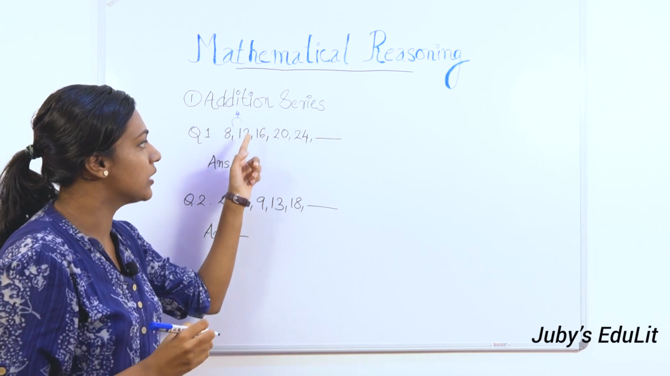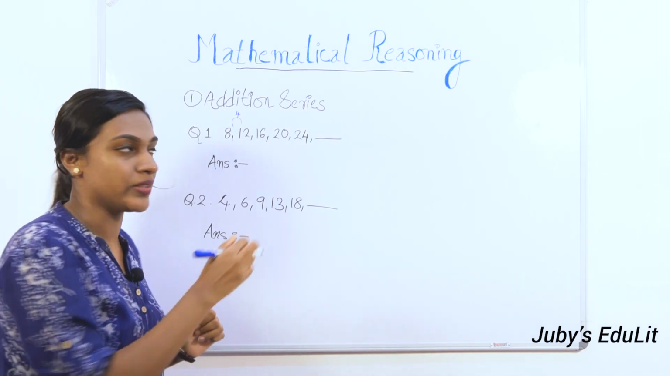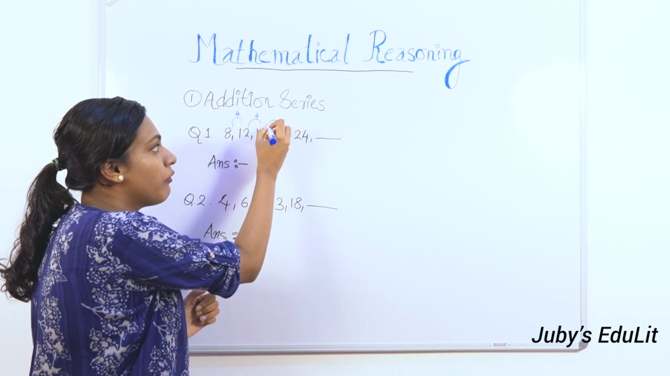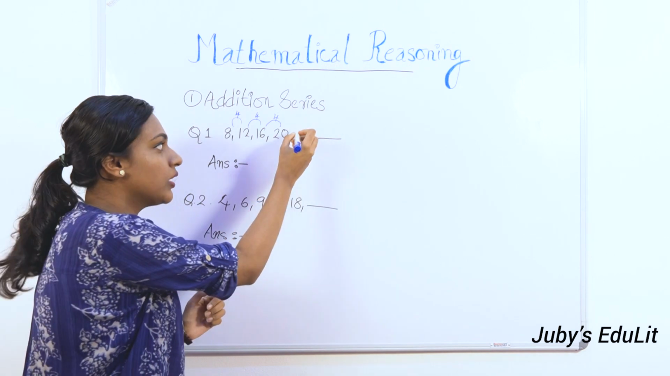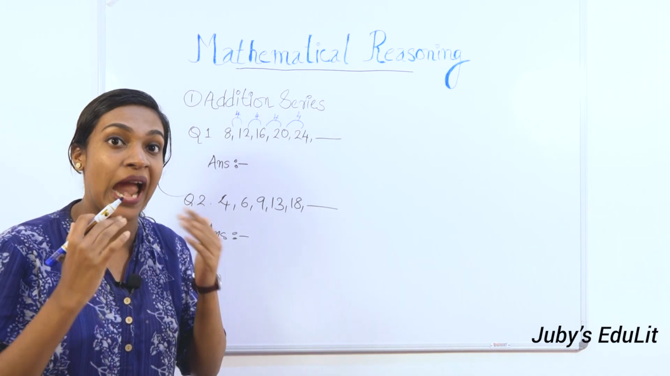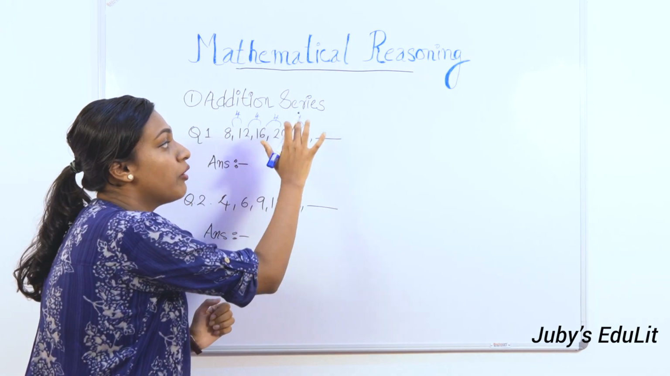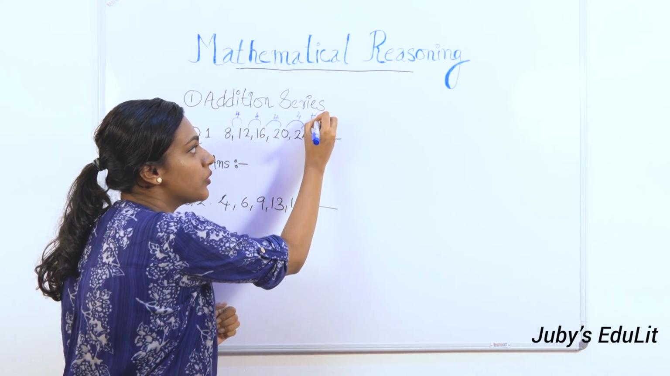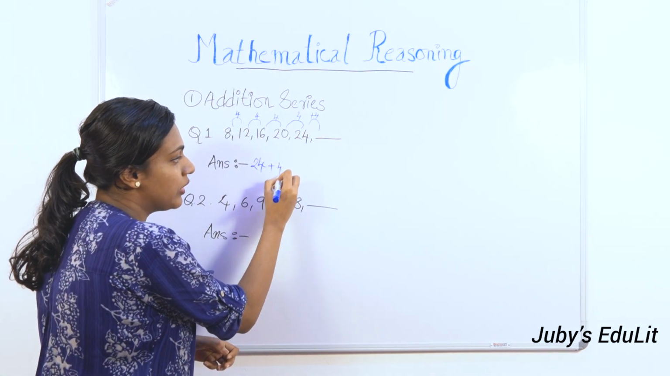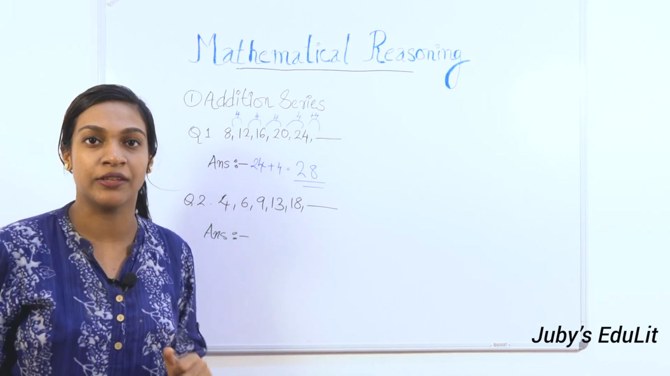4. The next one is 16 and 12. What is the difference between 16 and 12? It is also 4. Similarly, 20 and 16 is also 4, and 24 and 20 is also 4. So you understand that the common number added each time is 4. For the right answer, add 4 to 24. 24 plus 4 is equal to 28, which is the right answer for this question.